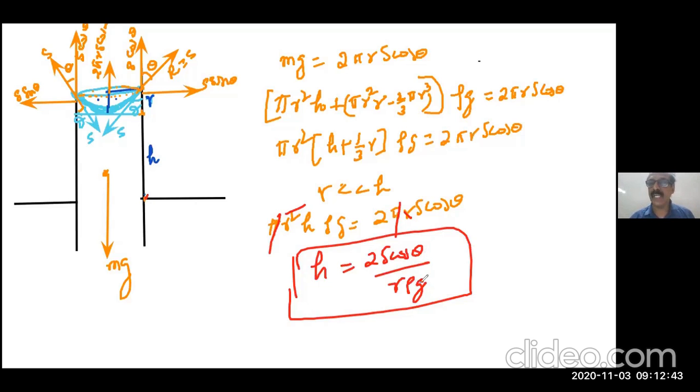Rho is the density of the liquid. G is gravity. R is the radius of the capillary tube. S is the surface tension. This is the formula. This derivation is important also. Any doubt?